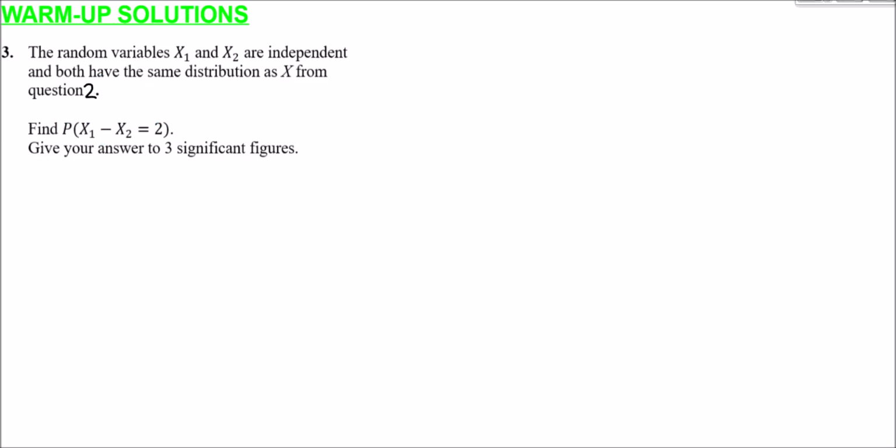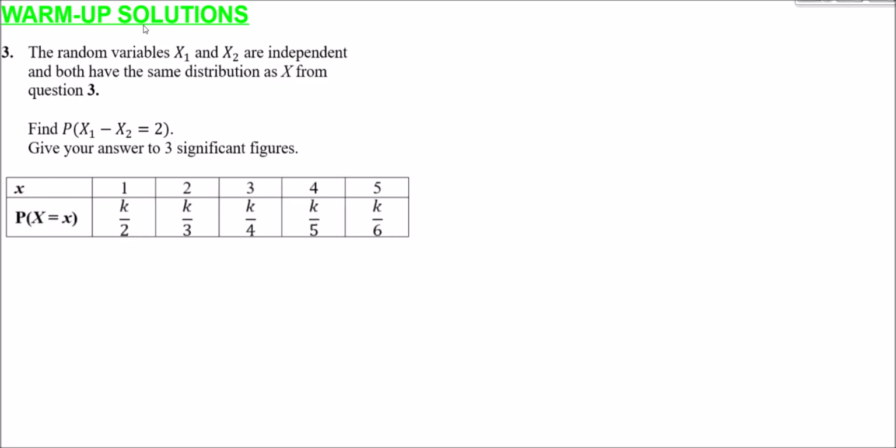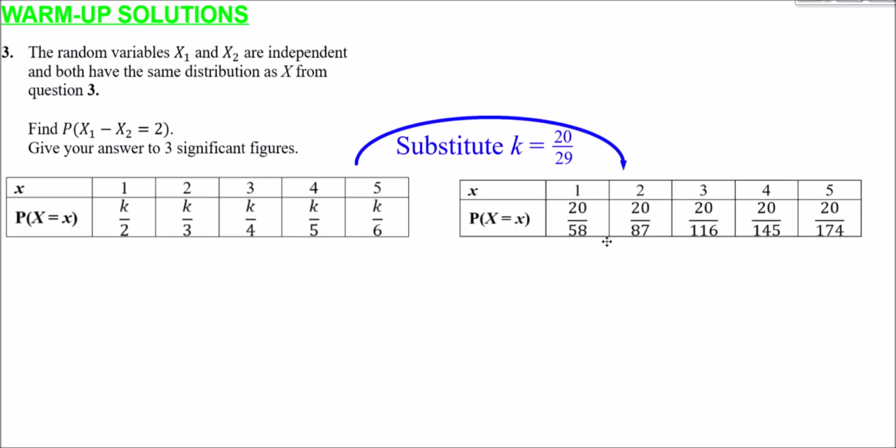If I recall what we had from warm-up question 2, we had this, where K had to be shown to be 20 over 29. Now we've done that, we can work out numerical values for each of these probabilities by subbing in that K is 20 over 29. So if we improve on this table by inputting that K is 20 over 29, we'd get this. These are the probabilities. Now we need to think about how it could happen where the probability of one minus the other gives us 2.